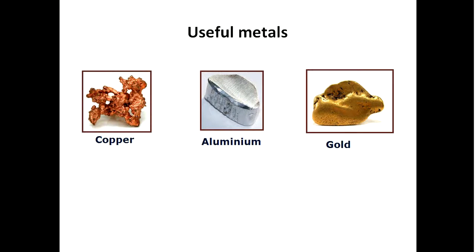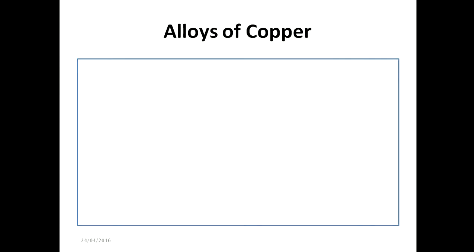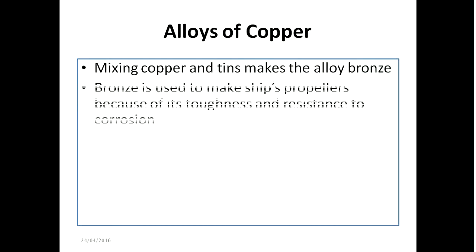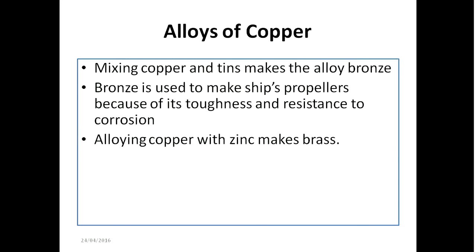Here there are three useful metals: copper, aluminium and gold. We'll be talking about them in a short while. Let's talk about alloys of copper. Mixing copper and tin makes the alloy bronze. Bronze is used to make ships' propellers because of its toughness and resistance to corrosion.